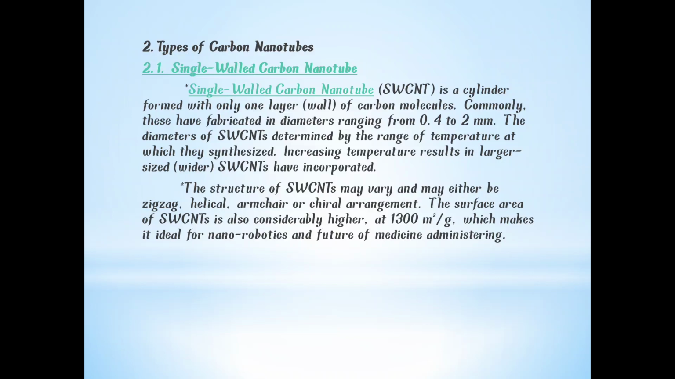The structure of single walled carbon nanotubes may vary and may either be zigzag, helical, armchair, or spiral arrangement. The surface area of a single walled carbon nanotube is also considerably higher at 1300 m²/g, which makes it ideal for nanorobotics and the future of medicine administration.